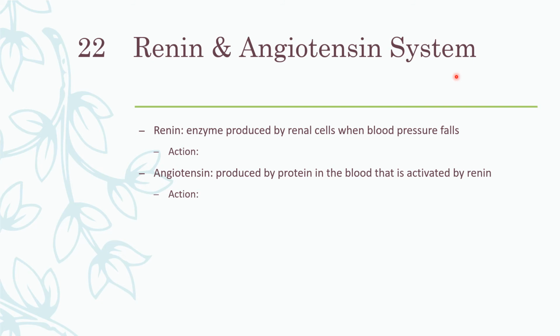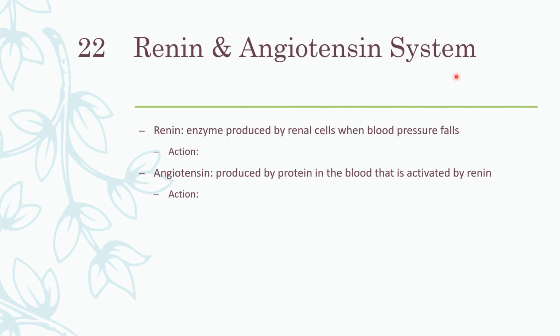The renin and angiotensin systems. So renin is an enzyme produced by renal cells when blood pressure falls, and its action is to cause constriction of blood vessels to raise blood pressure. It increases fluid volume by stimulating thirst and promoting the release of aldosterone and ADH. So again, it's going to be activated by angiotensin. Okay. Again, keep in mind that these are going to work together.